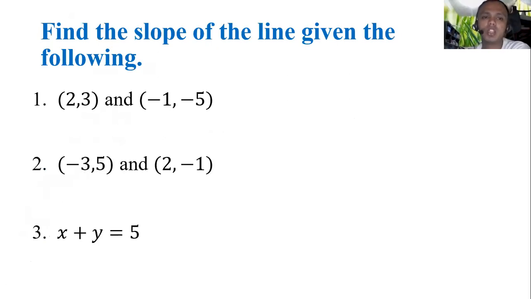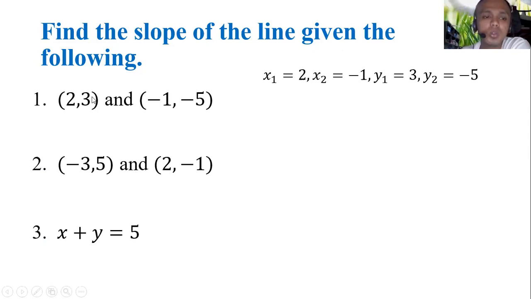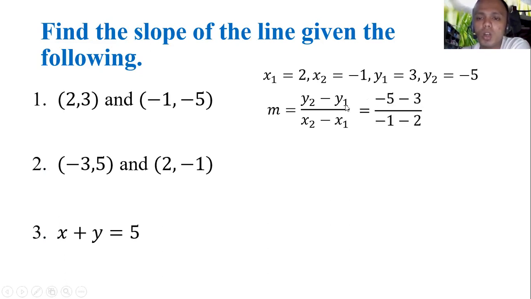Now, let us have an exercise. Find the slope of the line given the following. For number 1, we have 2 and 3 and negative 1 and negative 5. Your x sub 1 is 2, your x sub 2 is negative 1, your y sub 1 is 3, your y sub 2 is negative 5. Then, substitute it using this formula. Y sub 2 is negative 5 minus y sub 1 is 3, all over by your x sub 2 is negative 1 minus your x sub 1 is 2. Negative 5 minus 3 is negative 8. Negative 1 minus 2 is negative 3, or 8/3. Okay, yan ang maging slope natin.